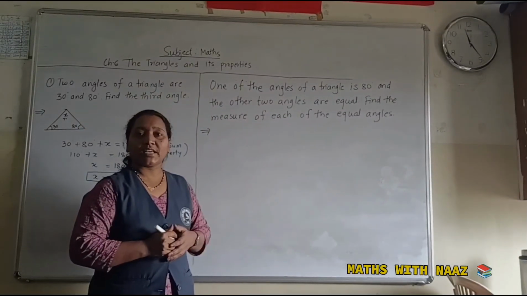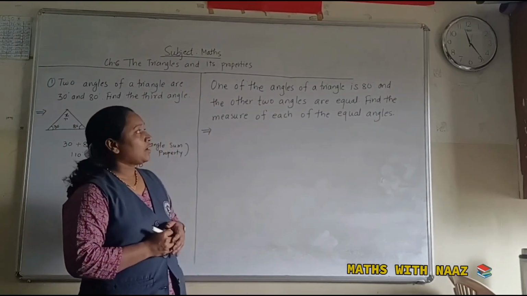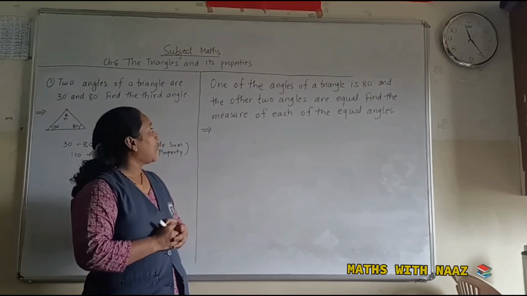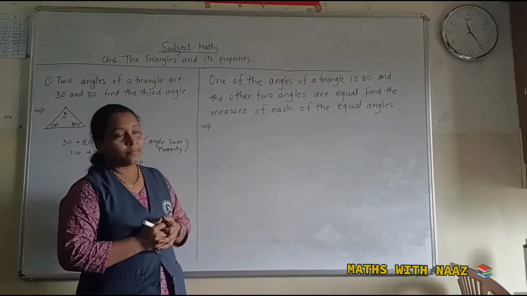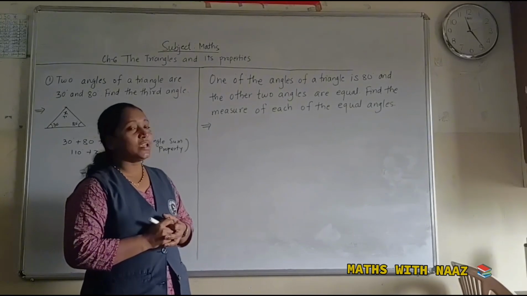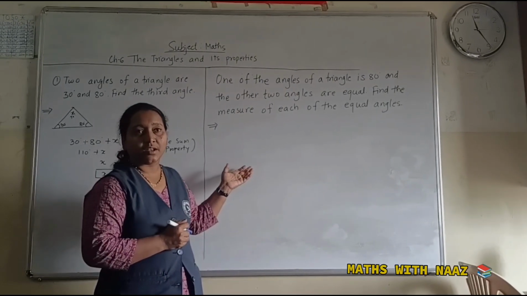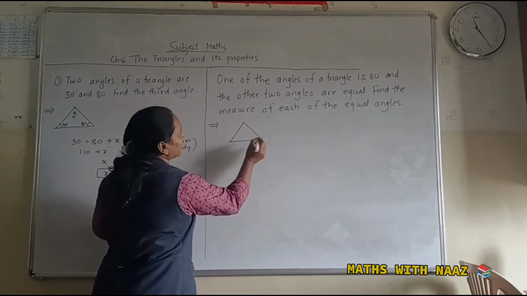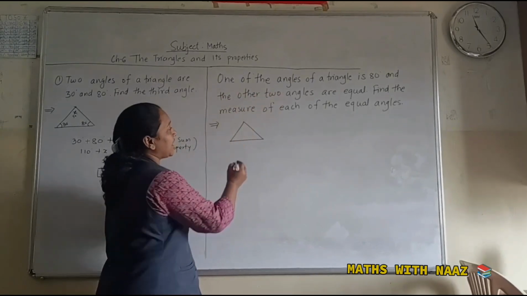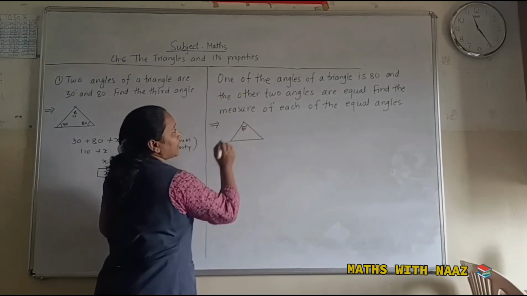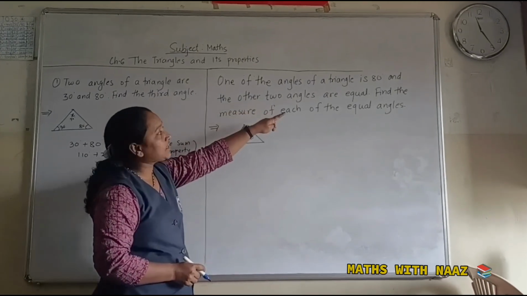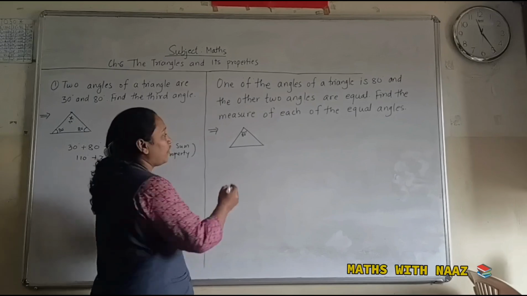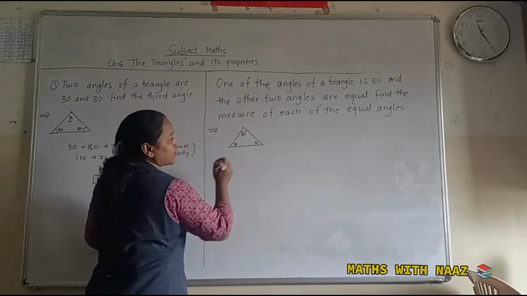Okay, so let's take one more example from the same topic. Now, the second sum is: one of the angles of a triangle is 80 degrees and the other two angles are equal. Find the measure of each of the equal angles. Now, from the description, you can understand what is given. First, roughly draw the triangle. One of the angles of the triangle is 80 degrees, and the other two angles are equal. We don't know the given measurement, right? It is given only as equal, so we will assume x and x, right?